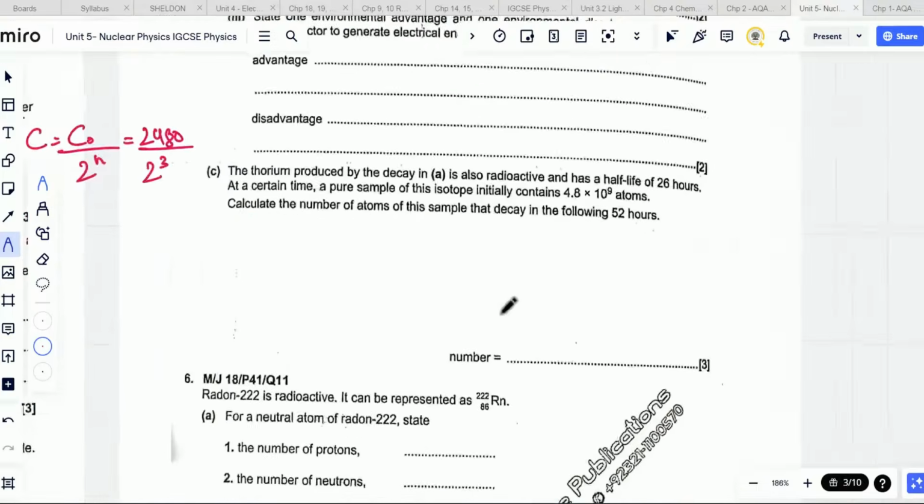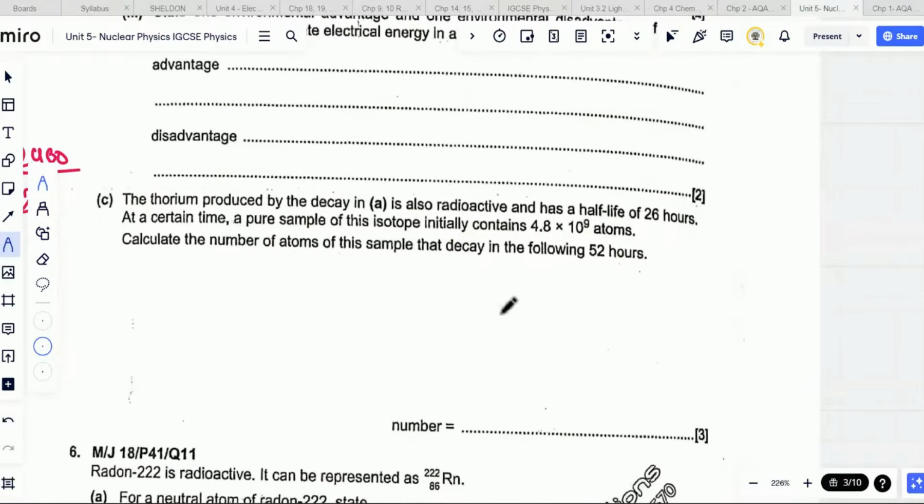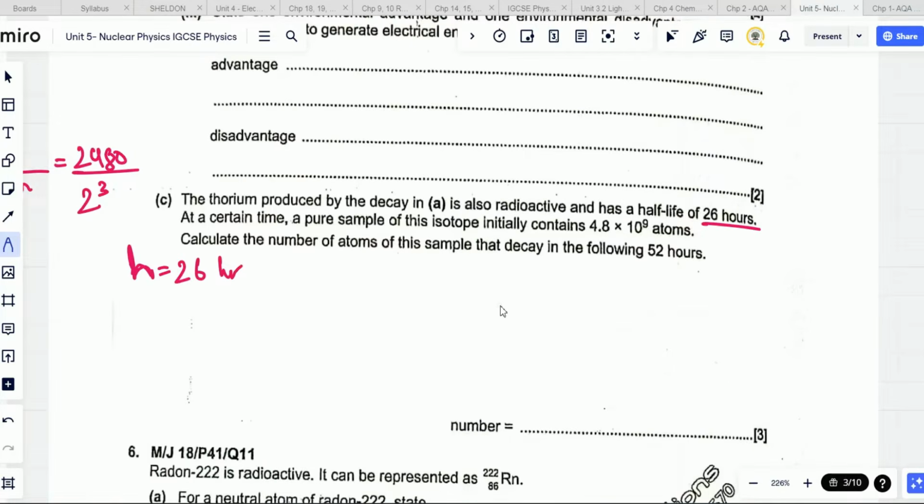Okay, here is the numerical part. Thorium produced by the decay A is also radioactive and has a half-life of 26 hours. So what is the half-life? The half-life is 26 hours. At a certain time, a pure sample initially contains atoms. Now look, they're talking in terms of atoms. So this is the original number of atoms they have provided us. That is 4.8 into 10 to the power 9 atoms.